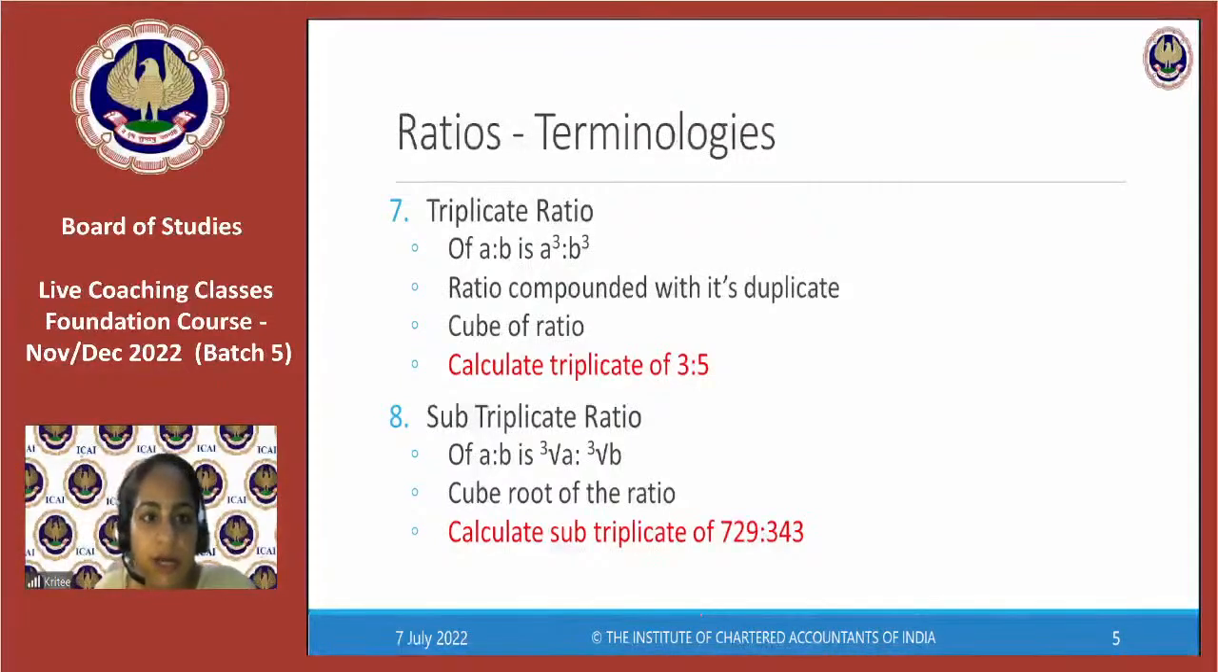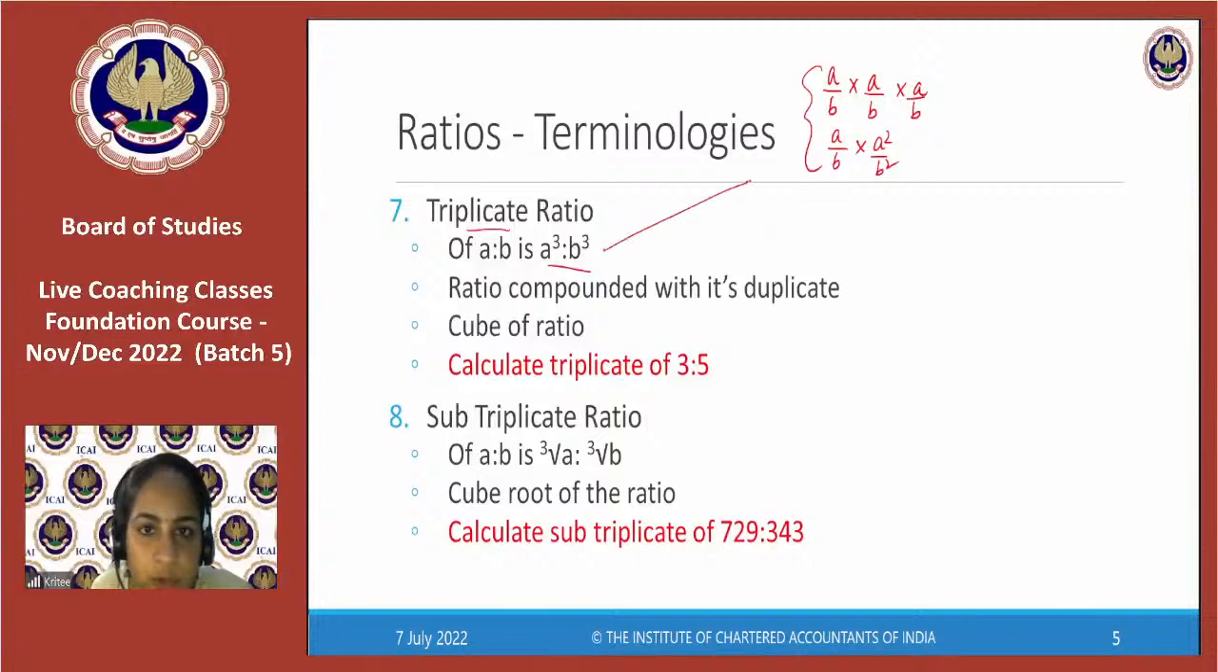Just like duplicate ratios, we have triplicate also. Triplicate gives us the cubes: A cube is to B cube. You can call it a compounded ratio of the given ratio with itself twice, or the compounded ratio of the ratio with its duplicate. It gives you the cube, or the triplicate ratio. So a ratio compounded with its duplicate gives you the cube of the ratio, that is the triplicate ratio.